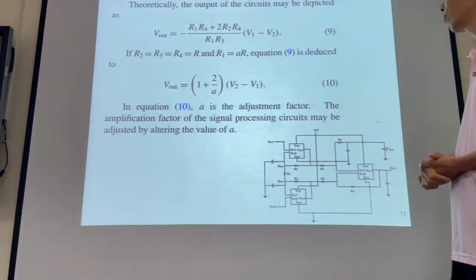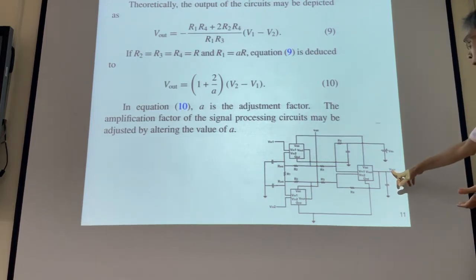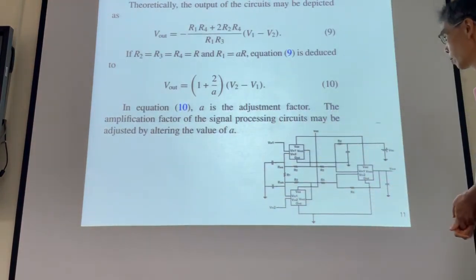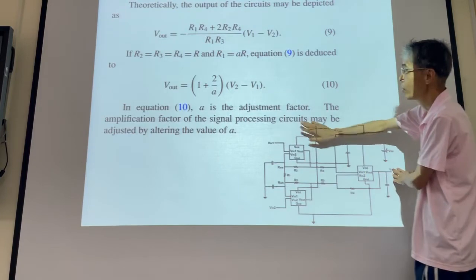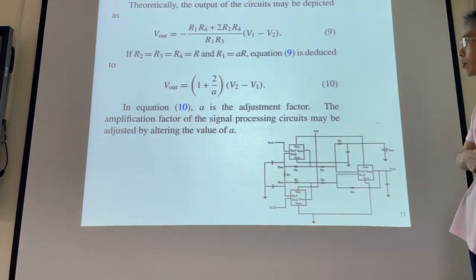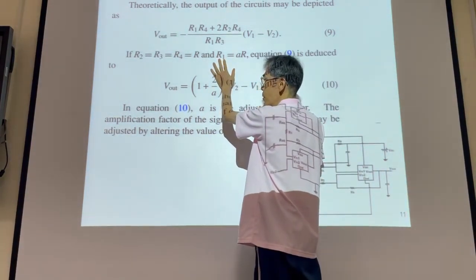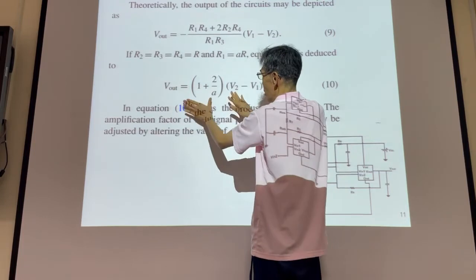So next page. Then V out here. This is V out. And we have V1, V2. So V1, V2, and V out. This two stage OP, this is the equation they got. So let's say R1 is the main resistor, and R2, R3, R4 equal to R. Plug this value into this one, and you can get this one.